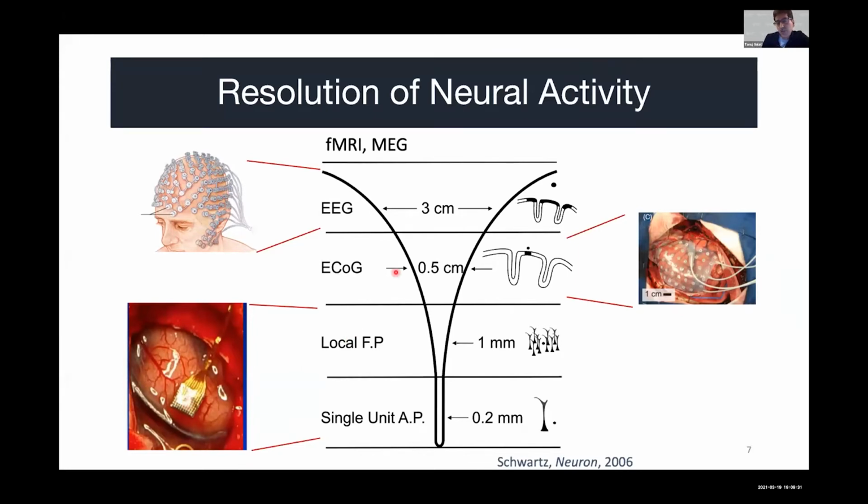Another thing I want to point out here is ECOG, the electrocorticography, because this will come up in the talk later. So electrocorticography is shown in this picture here. This is an easier technology to implement in humans. So here you can see over a human brain, this electrocorticography grid.